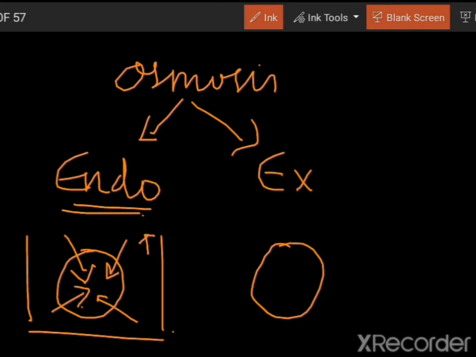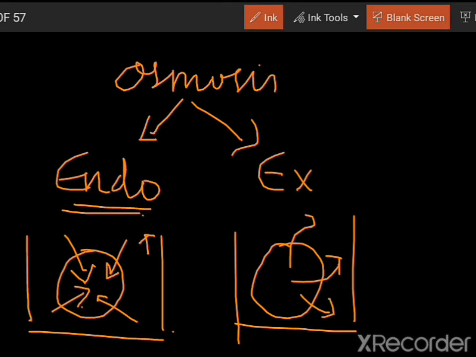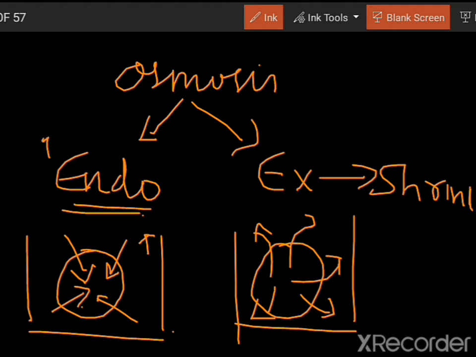In the case of exosmosis, the surrounding medium has a lesser quantity of water and more quantity of salts. So the water will move from the cell towards the medium, as a result of which the cell will shrink. So in exosmosis, there is shrinking of the cell, and in endosmosis there is swelling of the cell. So this is the basics of osmosis.